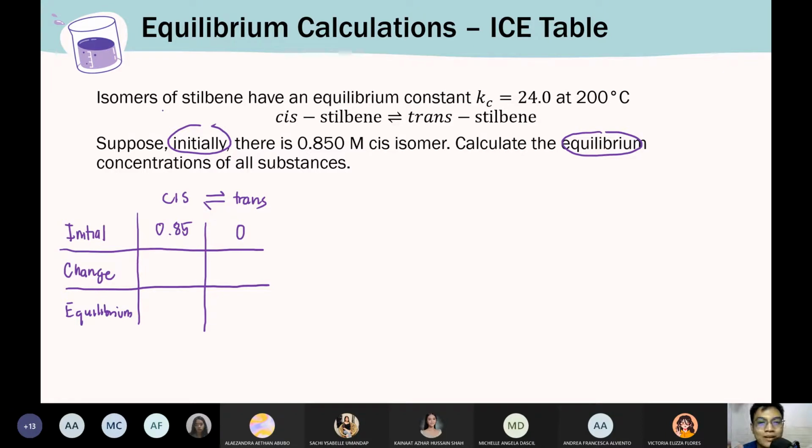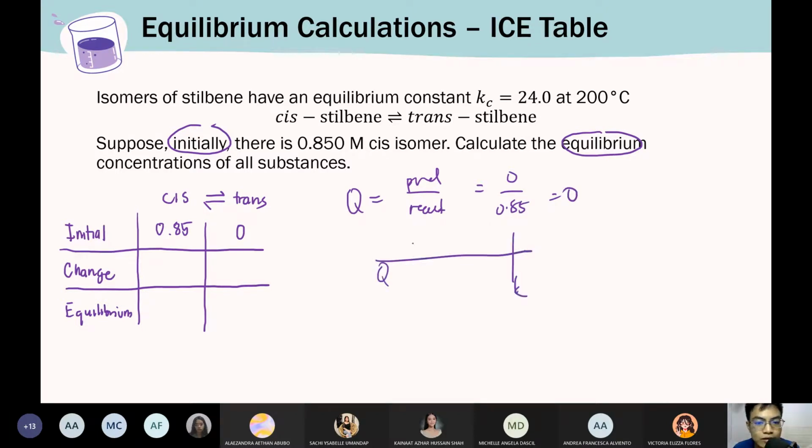Hindi. Ito, general rule sa ICE table. Kapag may side na 0, dun pupunta yung reaction. What do I mean by that? Look at the table, the initial row. Sino yung may 0? Yung product. Kasi kung kukunin mo yung reaction quotient niyan, product over reactant. So that will be 0 over 0.85. 0 yan. So your Q will be here, your K will be there. So the direction is to the right.